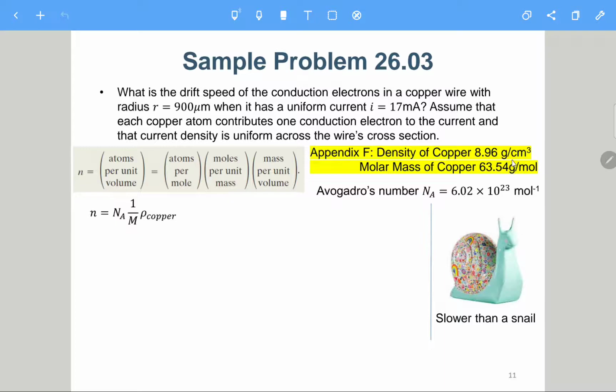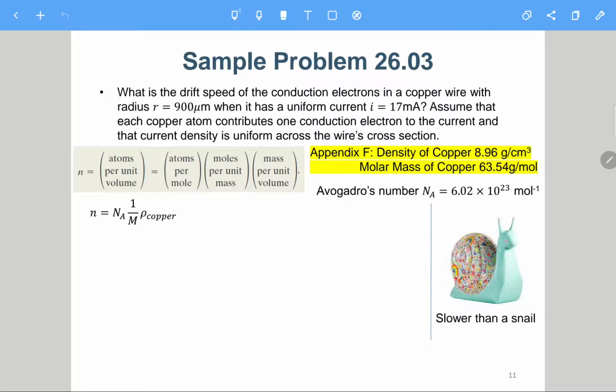Not directly use it, because you need to convert it back to a kilogram. And then we have the mass per unit volume. So that the mass and the mass cancel, the moles per the mole cancel. So finally, we have atoms per volume, which is the atom per unit volume.